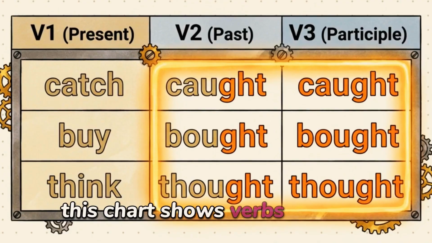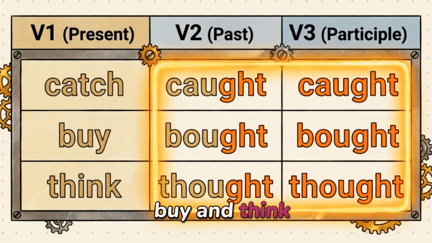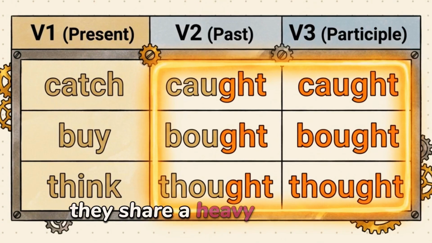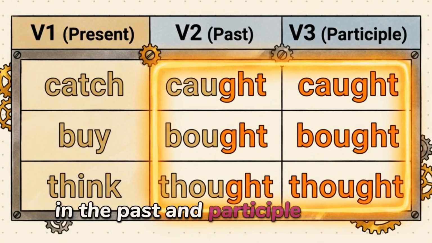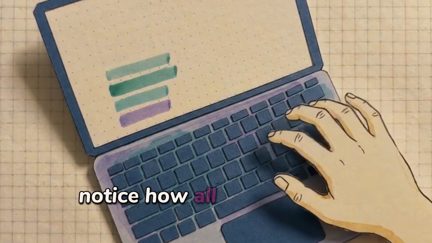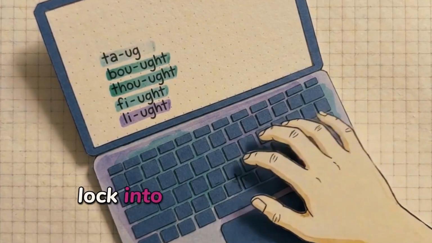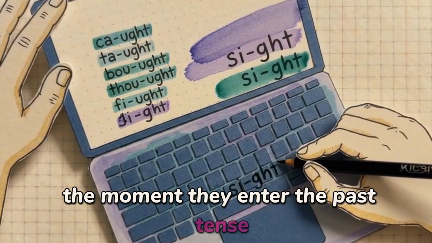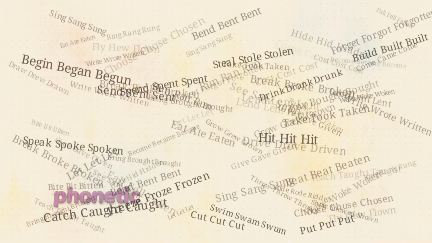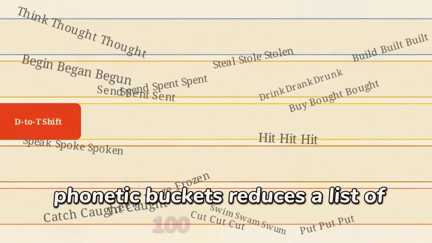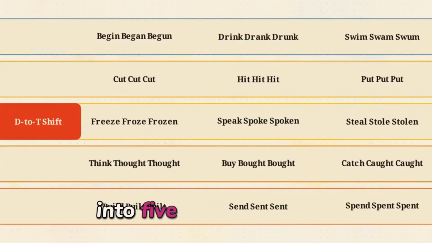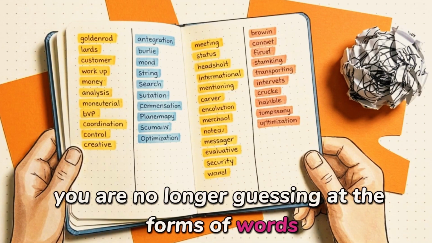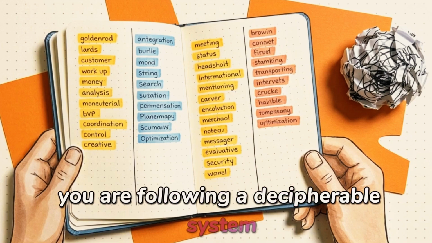This chart shows verbs like catch, buy, and think. Even though their V1 base forms look different, they share a heavy suffix block in the past and participle columns. Notice how all three of these words lock into the exact same ought structure the moment they enter the past tense. Sorting verbs into these phonetic buckets reduces a list of 100 variations into 5 predictable rules. You are no longer guessing at the forms of words. You are following a decipherable system.